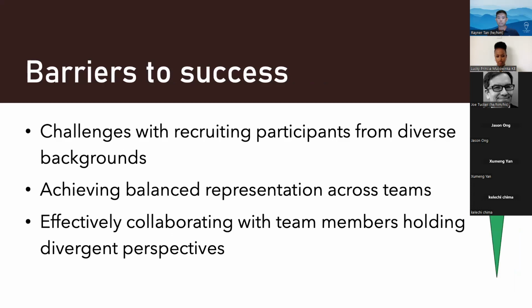And in terms of barriers to success, studies often mentioned challenges of recruiting the right people, especially trying to get that diverse kind of teams, and also achieving balanced representation across the teams. So configuration of the teams was a challenge, and also how you can effectively collaborate with team members who might hold quite divergent perspectives.